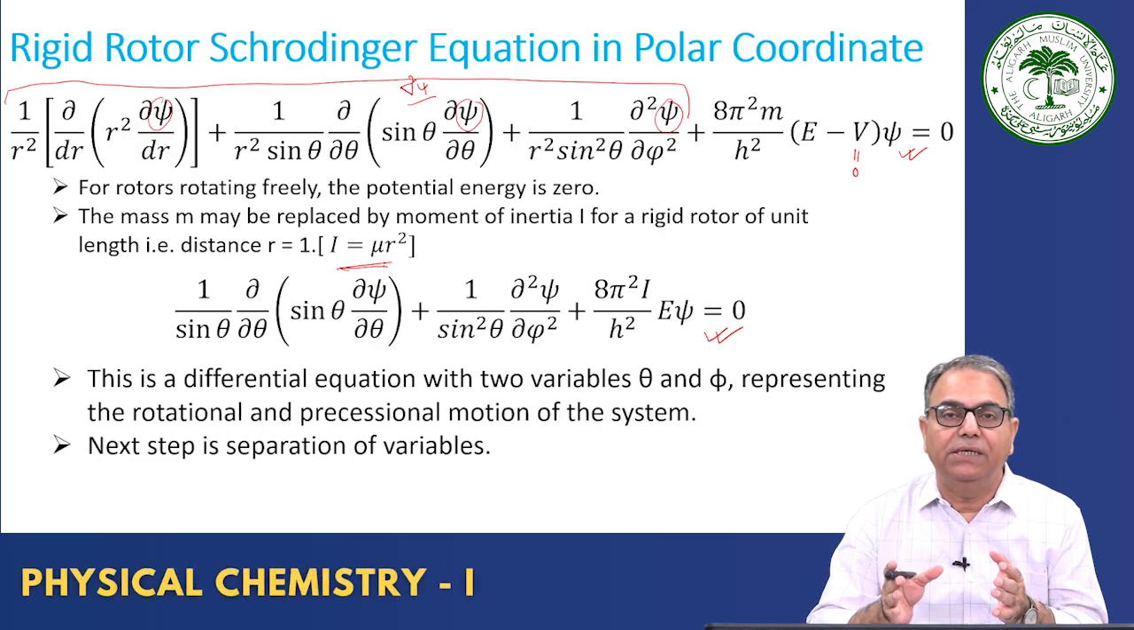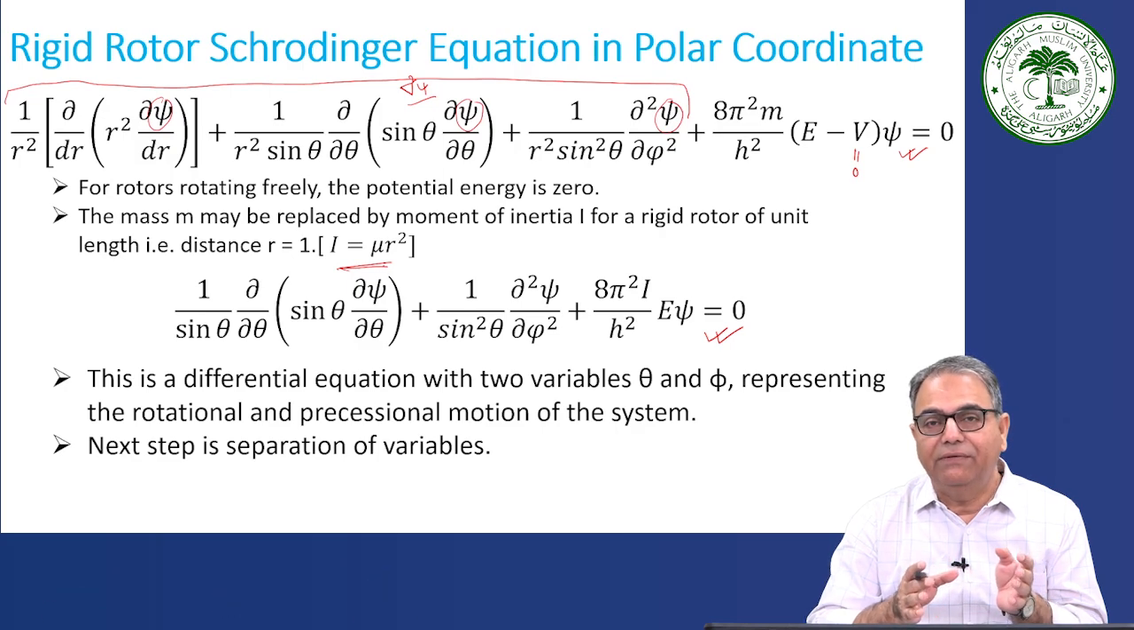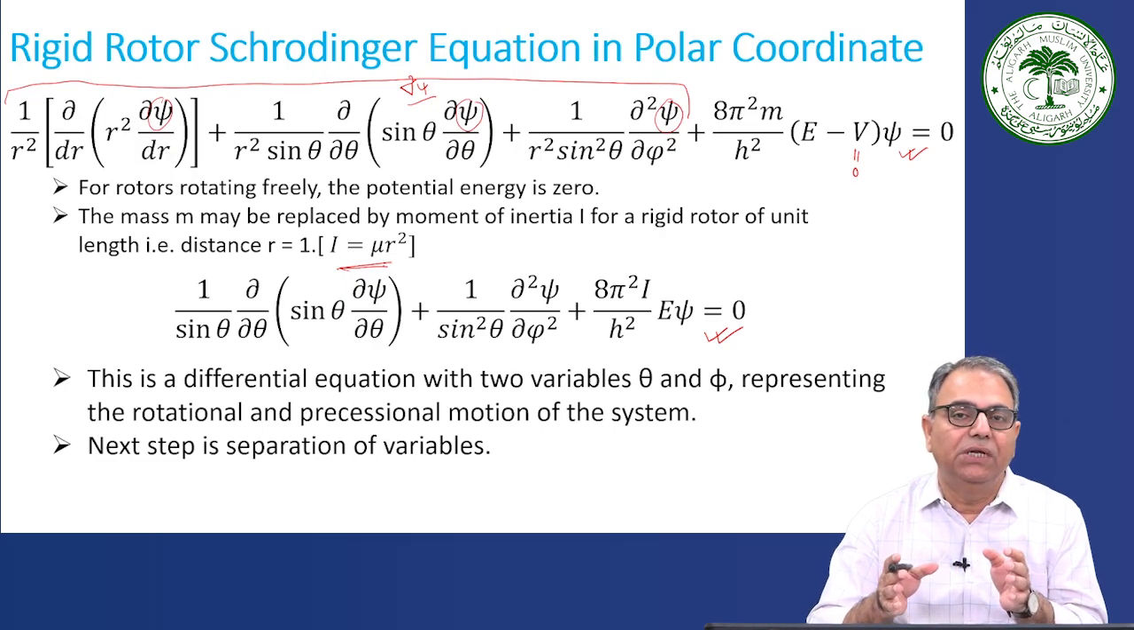The basic premise of this separation of variables is that whenever you have a wave function which depends on more than one variable, then you split this wave function into component wave functions, and the total wave function is the product of the component wave functions. And for such a system, the energy can also be split into component energies, and the total energy is the sum of the component energies. So this premise will always be used whenever you have to do the separation of variables.